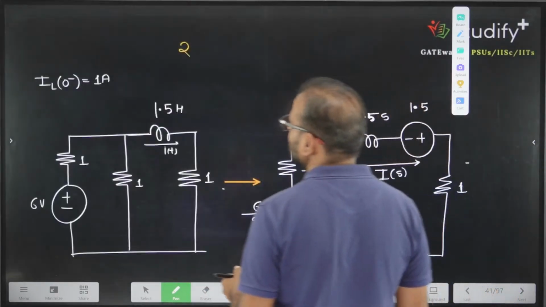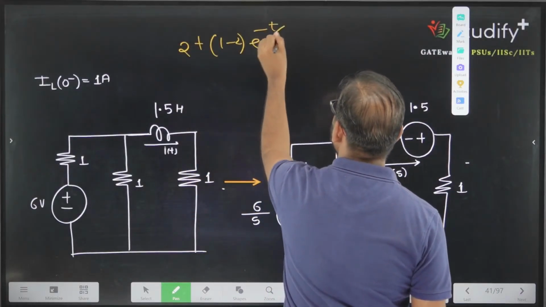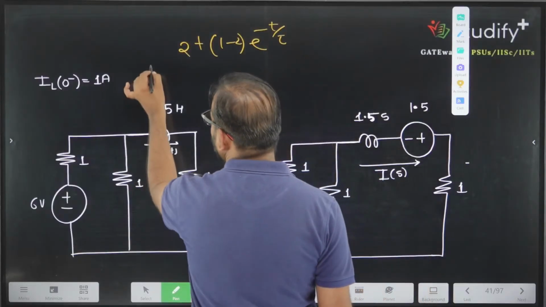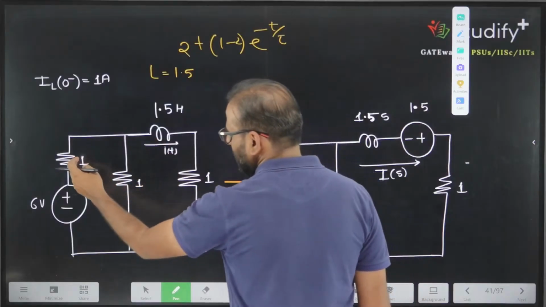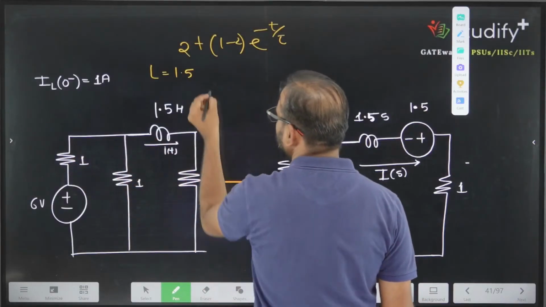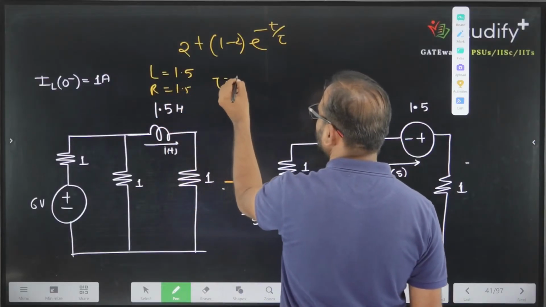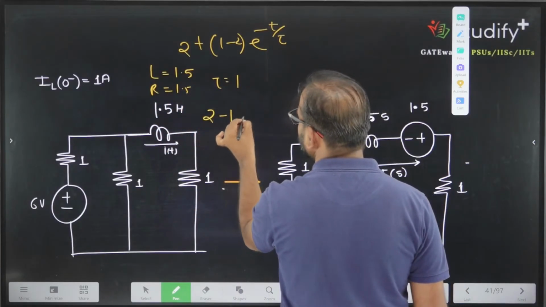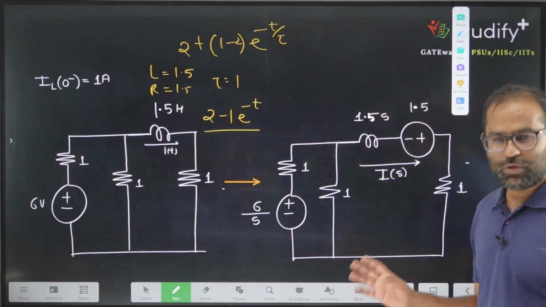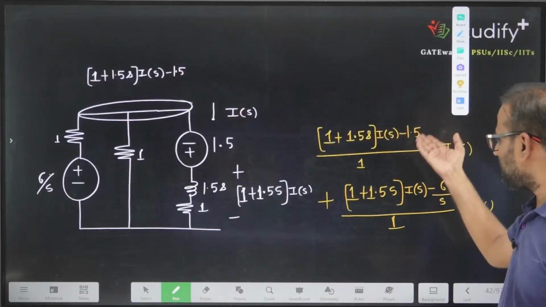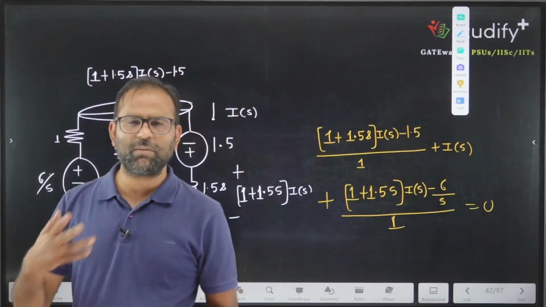Initial current is 1. So 1 minus 2 into e to the power minus t by tau. And what is tau? L is equivalent to 1.5 and R equals 1 plus 1/2, that is 3 by 2. So R is also equivalent to 1.5. So time constant is 1. So what is the equation? 2 minus 1 into e to the power minus t. The time domain method will give you an easy solution, but you can do this also and get the answer. Not difficult, a little bit lengthy but not difficult.